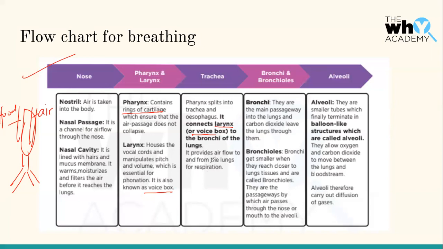It provides airflow to and from the lungs for respiration. This would be the function for all of them. They are just doing the same job. Bronchi are the main passageway into the lungs, and carbon dioxide leaves the lungs through them. Like I said, you can use this for all of these because they are the same thing. They are all going to provide the passage for the air to flow from wherever you are starting to the lungs, or finally to the alveoli. So all of them will have a similar function.